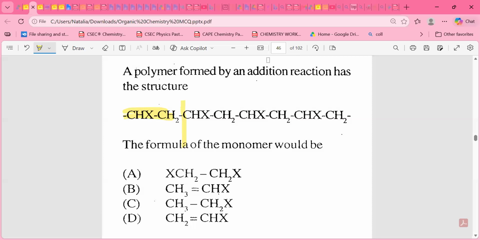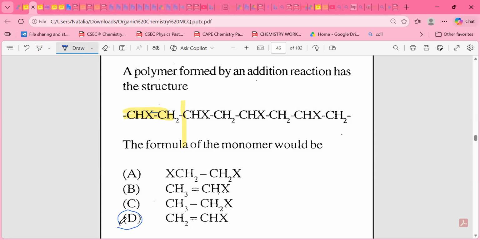But in addition polymerization, the carbons in the monomer unit must have a carbon double bond. So we're looking for CHX double bond CH2. So we're not seeing that. We're seeing this molecule flipped, CH2, CHX. So the answer is this. Same molecule.